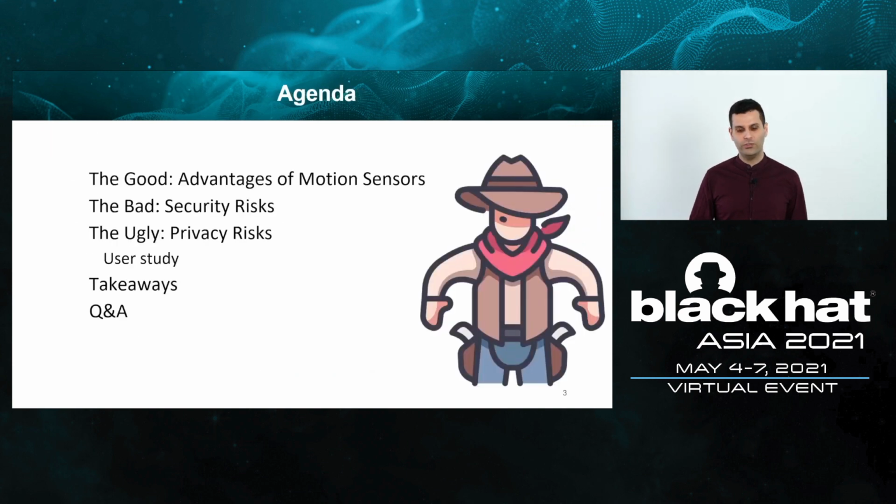This is the agenda for today. We will start by understanding the advantages of motion sensors. We will then cover the security risks and the privacy risks that motion sensors pose to devices and individuals. And at the end of the talk, I will discuss the takeaways from this entire talk, and we will do the Q&A session.